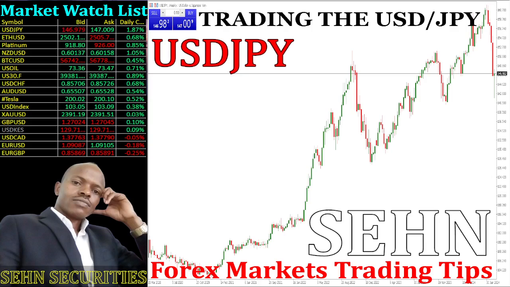The geopolitical landscape also exerts significant influence on the United States dollar versus Japanese yen currency pair. Tensions in East Asia, particularly involving North Korea, can spur safe haven flows into the yen. Conversely, United States political developments, trade policies, and international relations impact the strength of the United States dollar. Traders must therefore stay informed about geopolitical developments and assess their potential impact on the pair's dynamics.